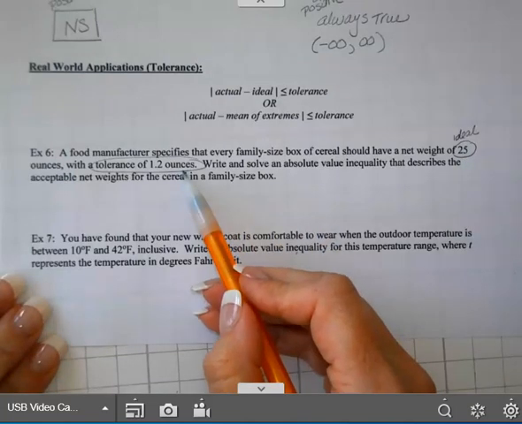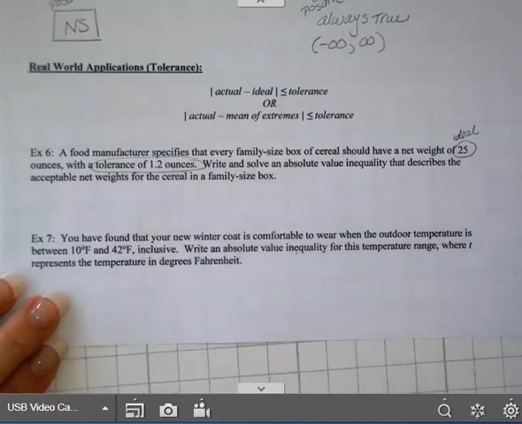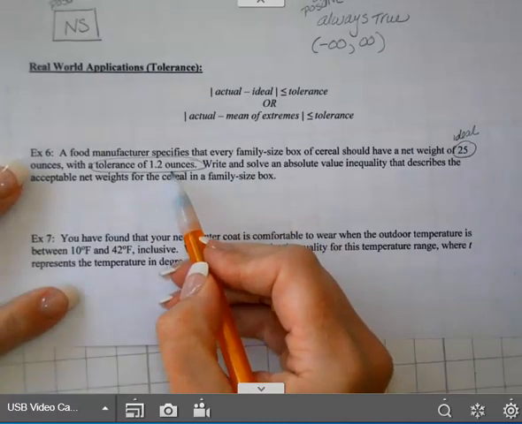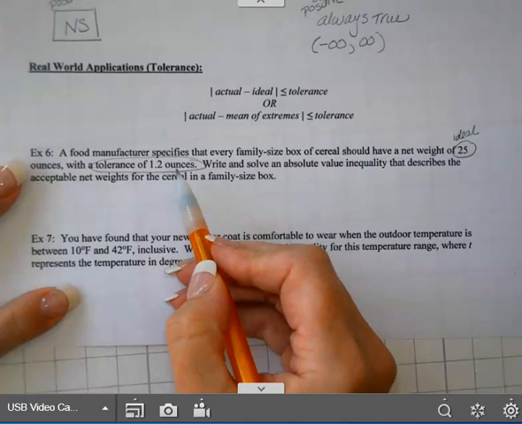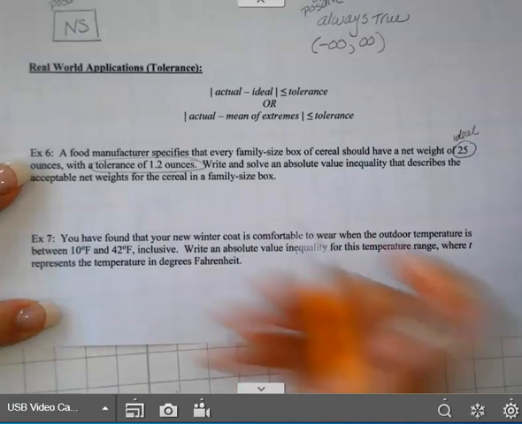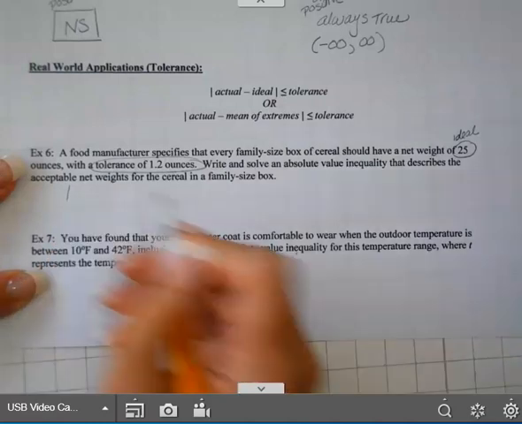So the company doesn't lose money and put too much cereal in, or doesn't make their consumers upset by cheating them out of the cereal. They want to have it within a certain tolerance, so it balances the customer being happy with the company not losing money by putting too much in there. So we don't want them to be upset by getting too little of the cereal or putting too much where the company is losing money. So we're going to write and solve an absolute value inequality that describes the acceptable net weights for the cereal of the family size box.